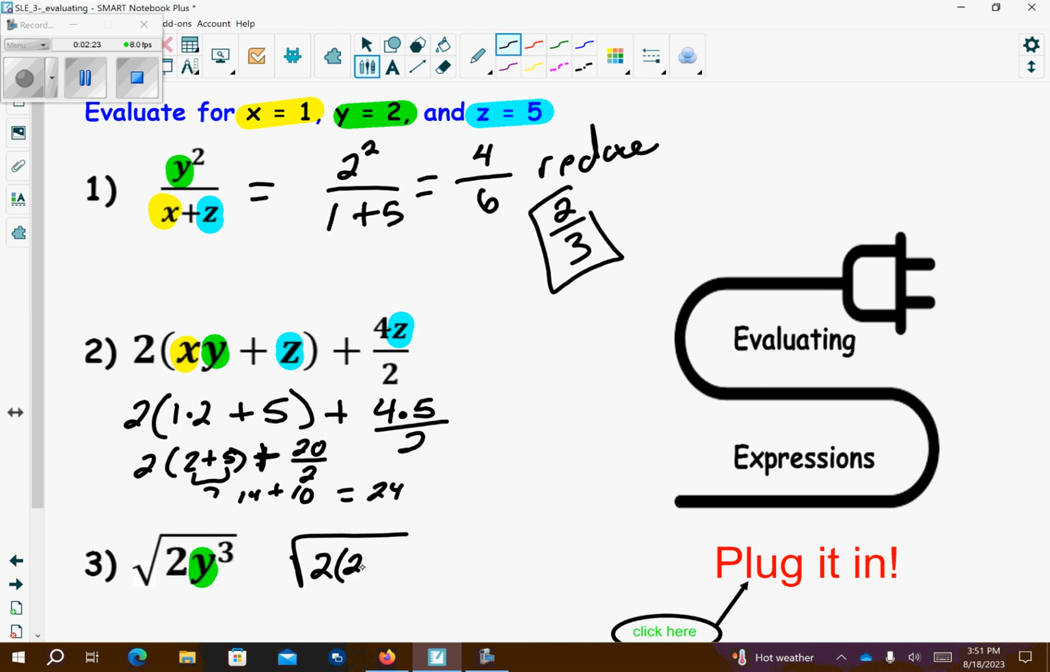In our last problem, we have the 2 out front, and my y value is another 2. First we have to do 2 to the third. Basically, we have the first 2 times 3 more 2's, because we had that 3 there. So 2 times 2 is 4, times 2 is 8, times 2 is 16. So we get the square root of 16. 16 is a perfect square, which comes out to 4.